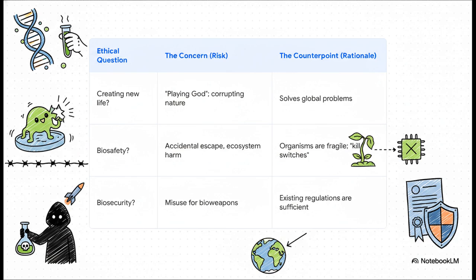Now, on the other side of the debate, you have the counterpoints. People point out the incredible potential to solve massive problems like disease and hunger. They're also developing safeguards, like building in kill switches so these organisms can't survive in the wild. And a lot of this research is already covered by existing regulations.